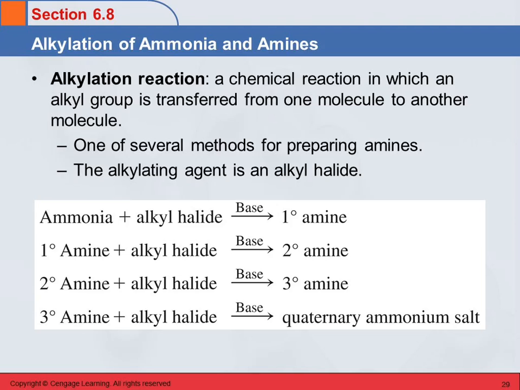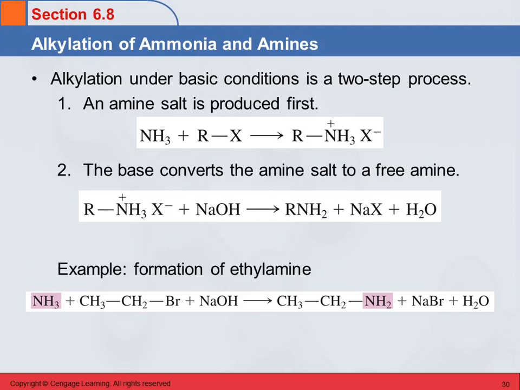The alkylating agent is going to be an alkyl halide. So if we take ammonia and react it with an alkyl halide, we'll get a primary amine. The ammonia is NH3, and the alkyl group is going to substitute for one of the hydrogens. A primary amine with an alkyl halide gives a secondary amine. A secondary amine with an alkyl halide gives a tertiary amine. And a tertiary amine would give you a quaternary ammonium salt. So it's just the alkyl halide substituting the alkyl group in for one of the hydrogens on that nitrogen.